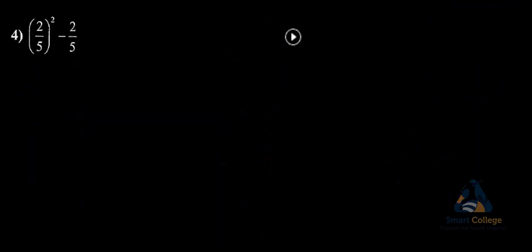Part 4, we have 2 over 5 all squared minus 2 over 5. We have to start first with the exponent here. If you have an exponent and a fraction, this exponent will go to 2 and to 5. We distribute this exponent on the two terms of the fraction. So now we will have 2 exponent 2 is equal to 4 over 5 exponent 2 is equal to 25, minus 2 over 5.